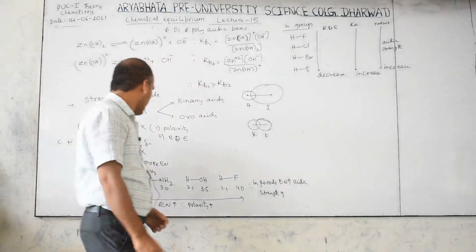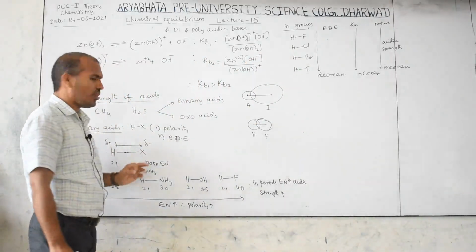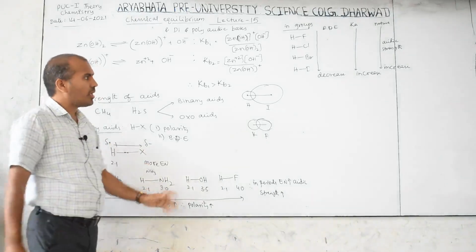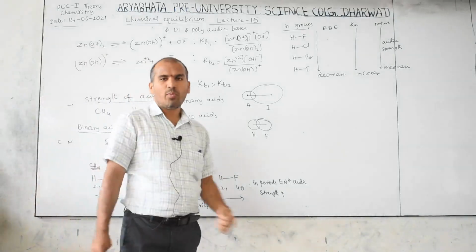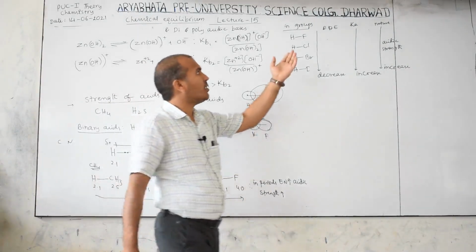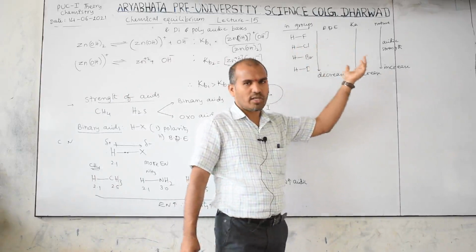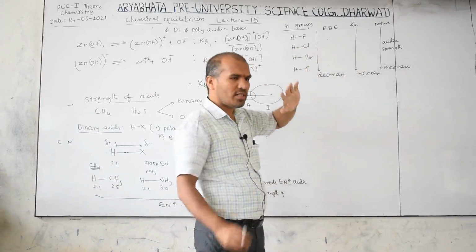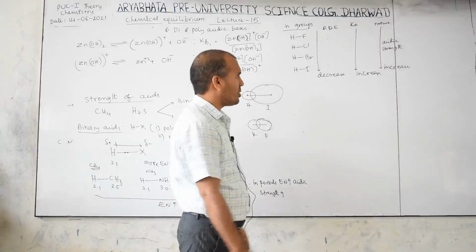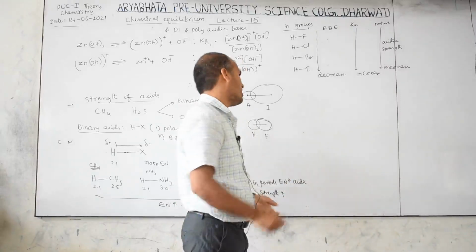So keep in mind, for binary acids we have two explanations: one is polarity, another is bond energy. Polarity applies across a period, and bond dissociation energy applies down a group. You also use this concept many times in organic chemistry. These are very, very important concepts.